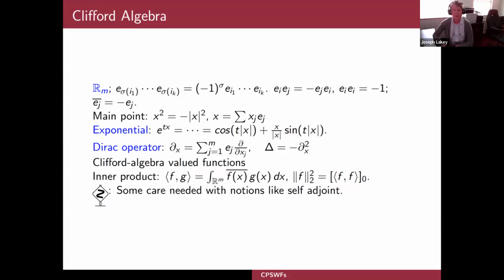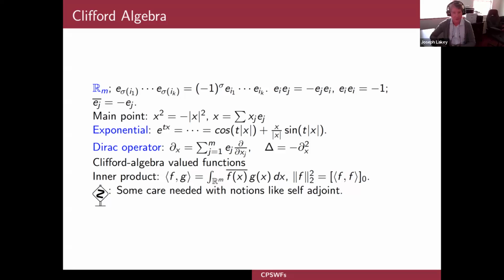Then one also has this differential operator, which you can think of as the gradient operator embedded into the algebra. So basically, e_j d by dx_j, summed from 1 to m. That's called the Dirac operator. And it's a square root of minus the Laplacian as an operator.